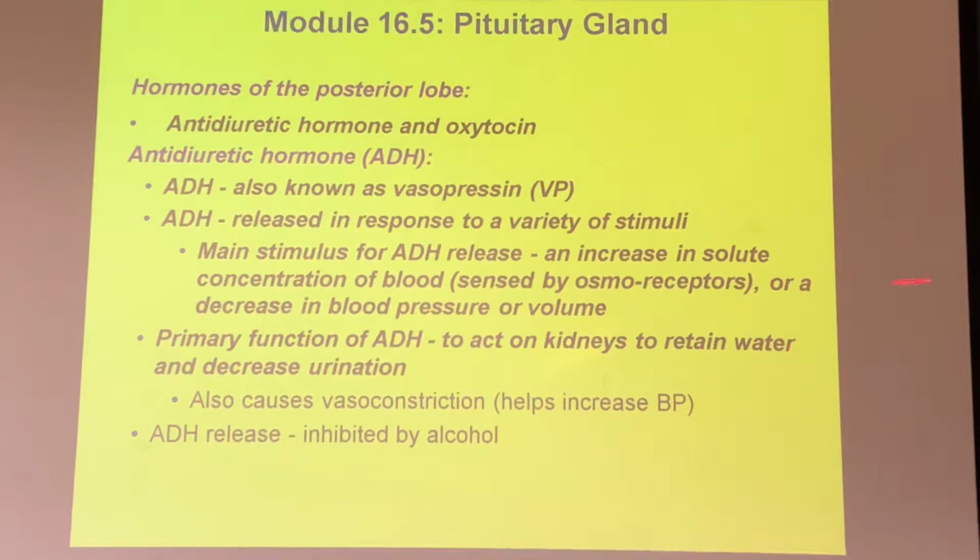When there is an increase in solute concentration of the blood, so osmoreceptor. Osmo means osmolarity, sensing receptor. So when there is an increase in the solutes, then this hormone is released, and whenever there is a decrease in blood pressure or blood volume, that also it will be released. And what it does, it acts on the kidney to retain water and decrease urination, so that you don't lose blood.